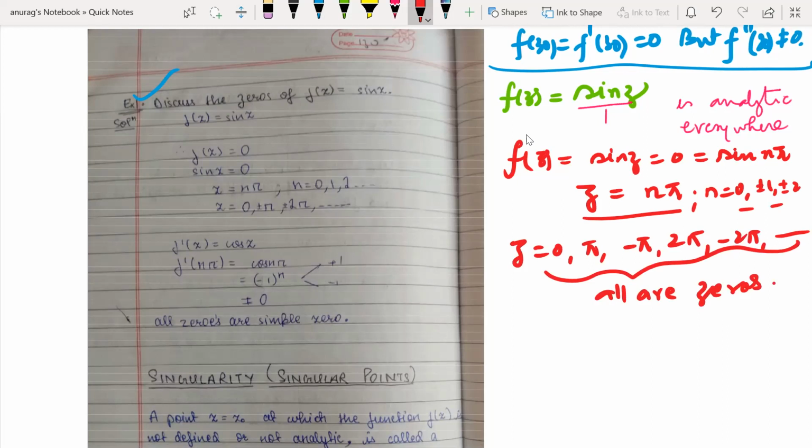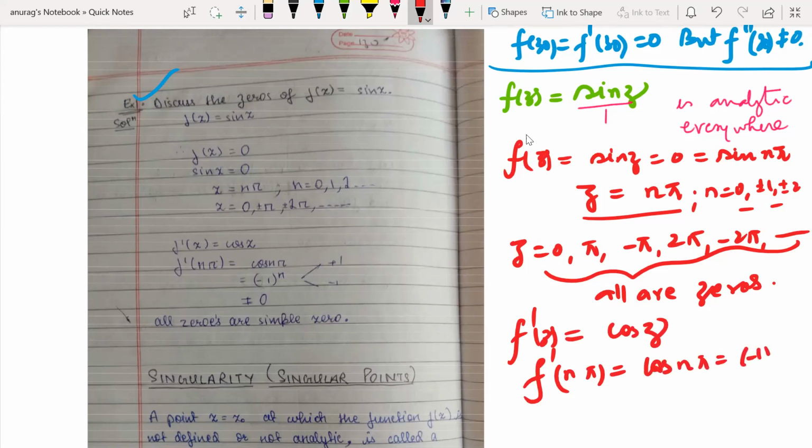Let's check the order. For order, we check the derivative condition. If the first derivative is also 0 at each point, then it can be of second order. If the second derivative is 0 and the third derivative is non-zero, then it is of order three. Let's check the derivative. The derivative of sine z is cos z. If you check at these points 0, pi, minus pi, or in general n pi, then cos n pi is equal to minus 1 to the power n. It is never 0 for any n. Therefore, the first derivative is not 0. It means n pi is a zero of order 1.